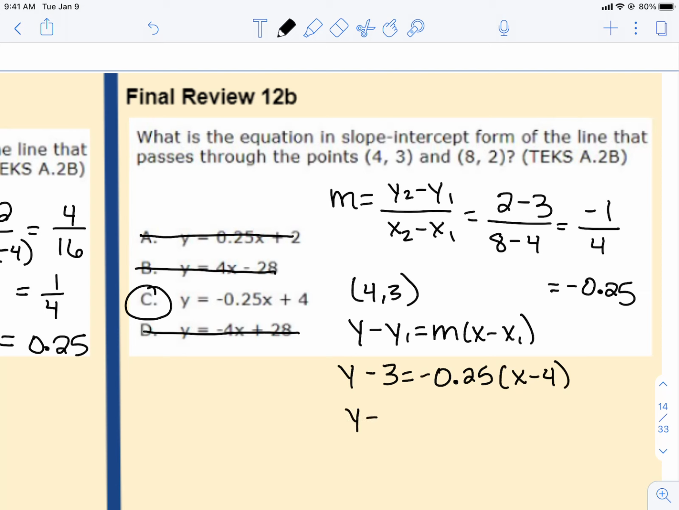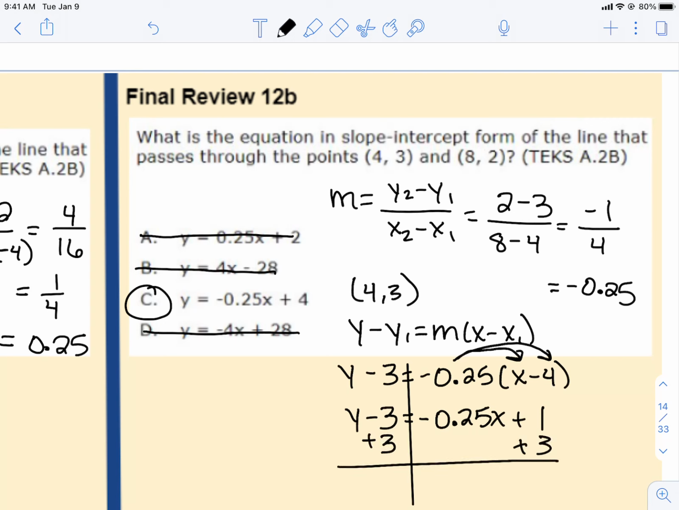The left side is going to stay the same. The right side, I'm going to distribute. A -0.25 times x is a -0.25x. A -0.25 times a -4, two negatives make a positive. That should give me a 1. I'm going to add 3 to both sides. The 3's on the left side zero out. I get a -0.25x, 1 plus 3 is 4. So yes, C was the correct answer.